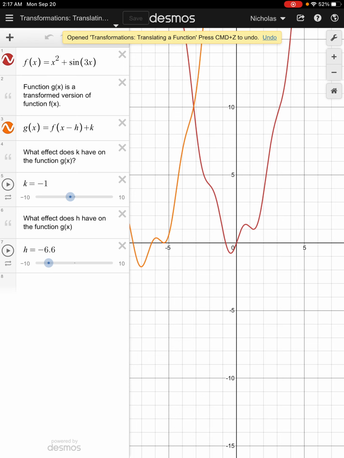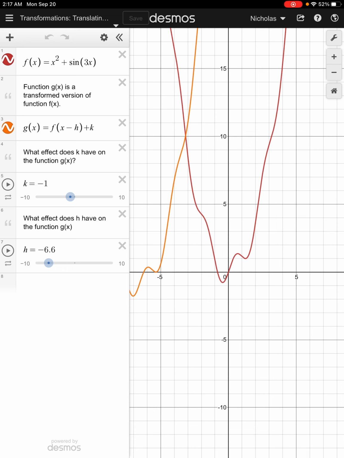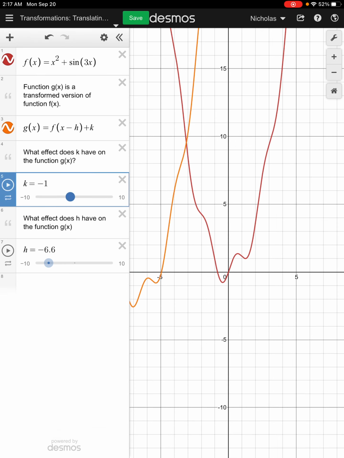So I've got another cool graph to look at. You can see here, I've got this original function, the red one, f of x equals x squared plus sine 3x. Okay, that's our parent function. So let's say k, notice k is on the outside.